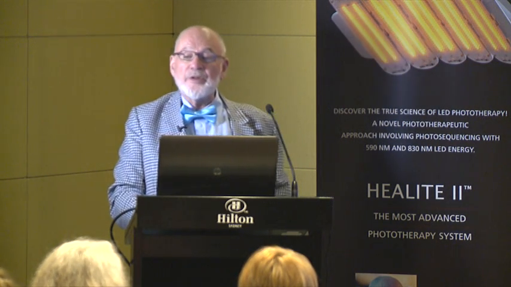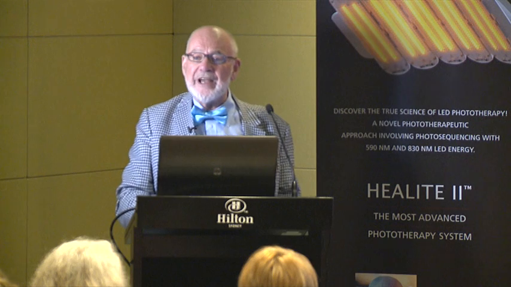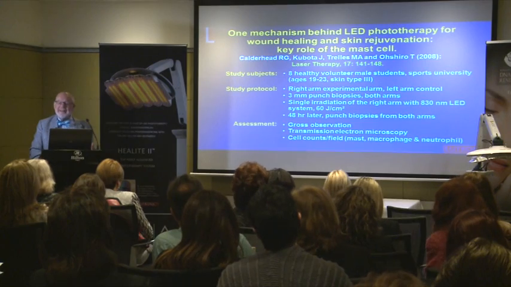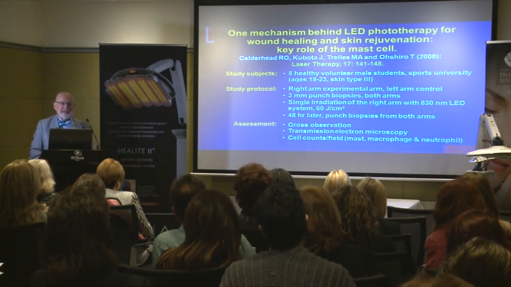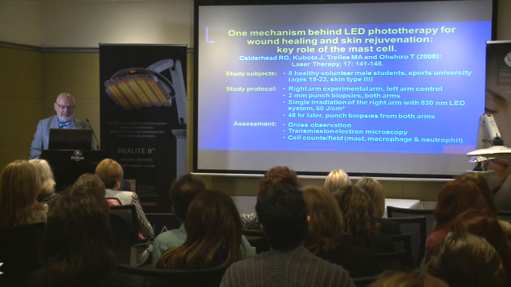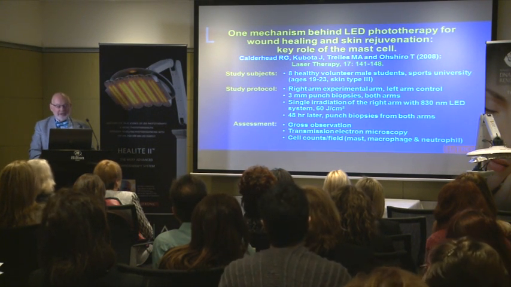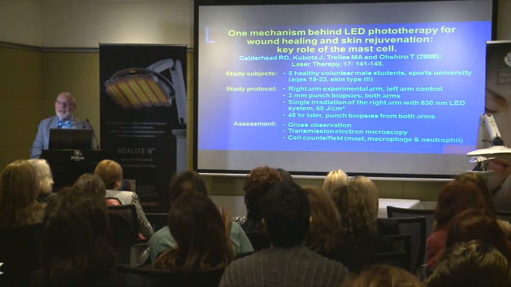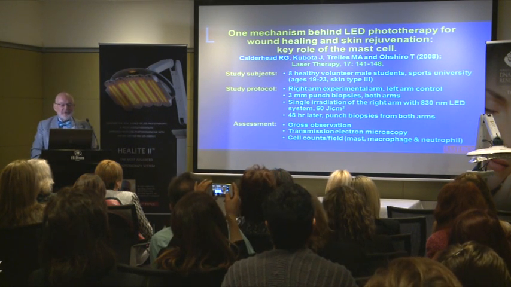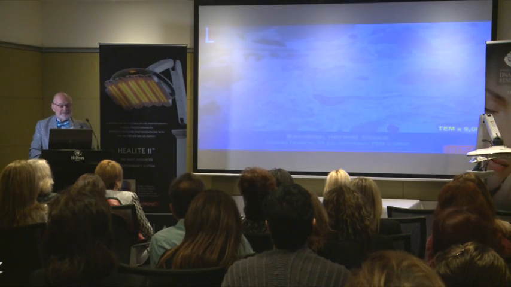And we assessed with gross observation to see if there was any physical change in the color of the skin. For example, did they get erythema? Did it turn red? Then we looked at transmission electron microscopy at a cellular level, and then we also did cell counts per field, mast cells, macrophages, and neutrophils.